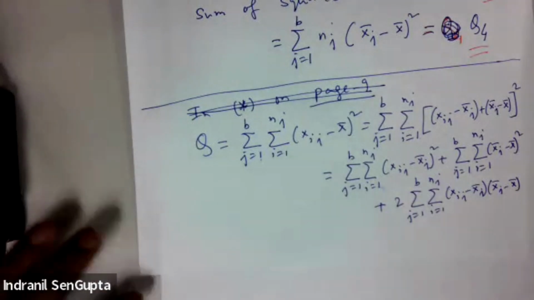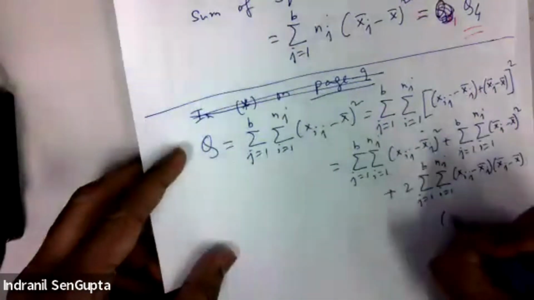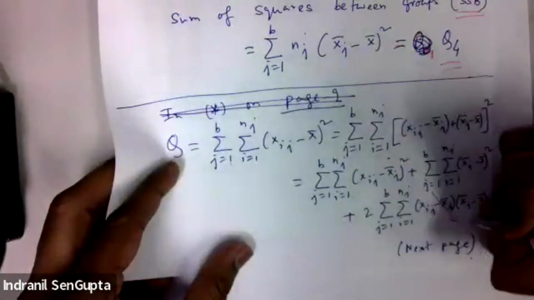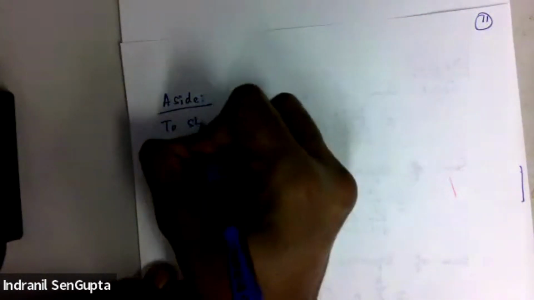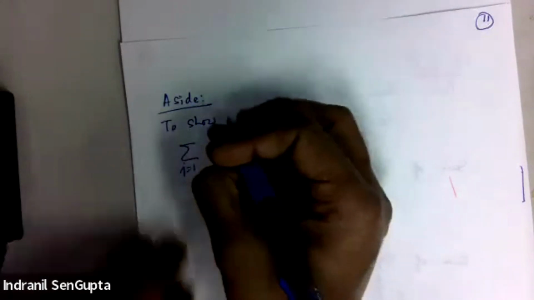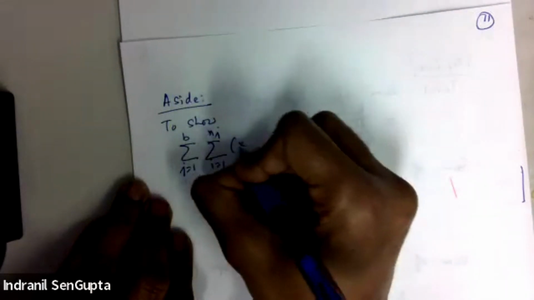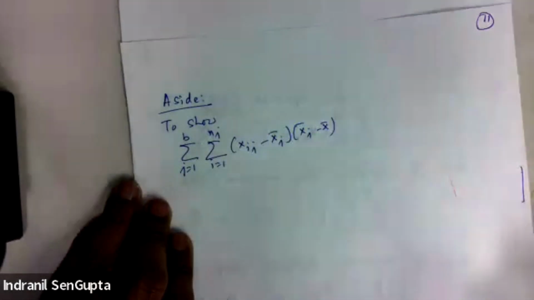Okay, now it's very easy to see the cross term is 0. So let's quickly show it. So next page. Will show that this is 0. And I can even write this as an aside. Aside to show the sum over j from 1 to b, i from 1 to n sub j, of (xij minus xj bar) times (xj bar minus x bar), and we'll show it's 0.